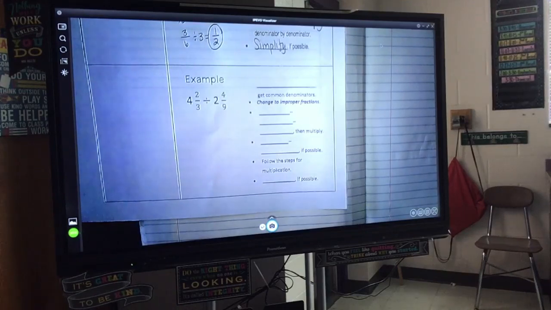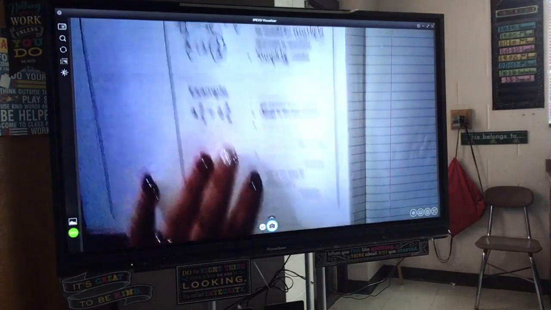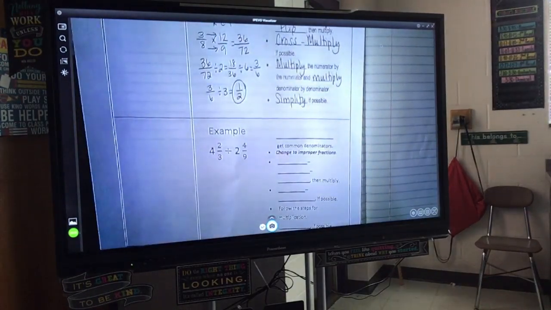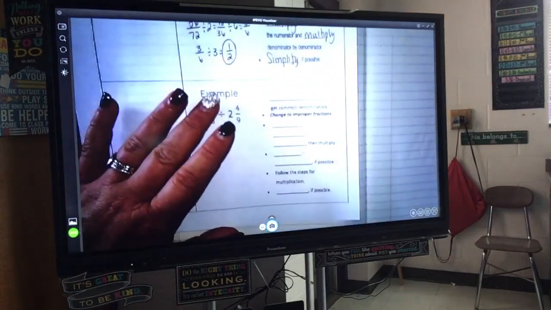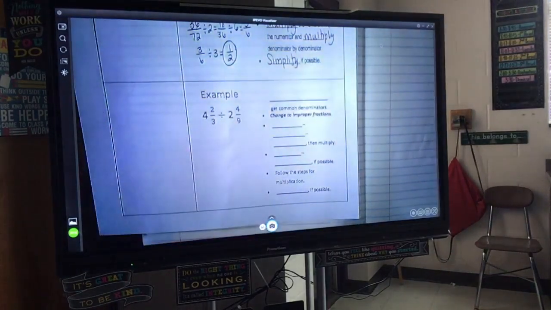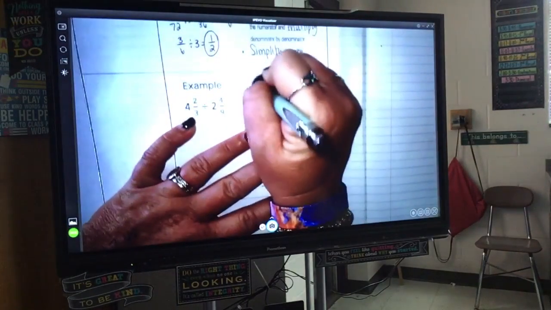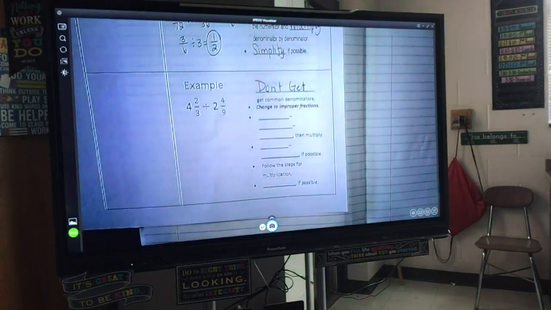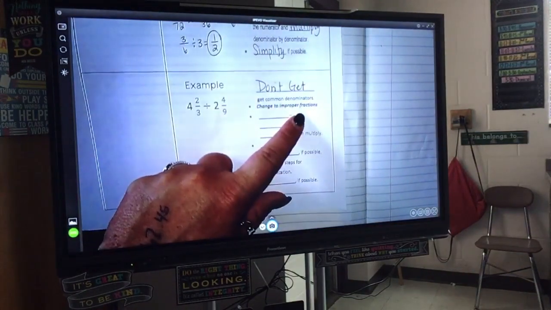Okay, before we start, just look at this example compared to the top example. What's the biggest thing that you notice? Jackson? It's a mixed number. It's mixed numbers. So when it's mixed numbers, we know we have to do what with those? I think we have to change it to improper fractions. Yes, sir. All right, so again, you don't get common denominators, so we don't want to do that. But we do have to change it to an improper fraction.